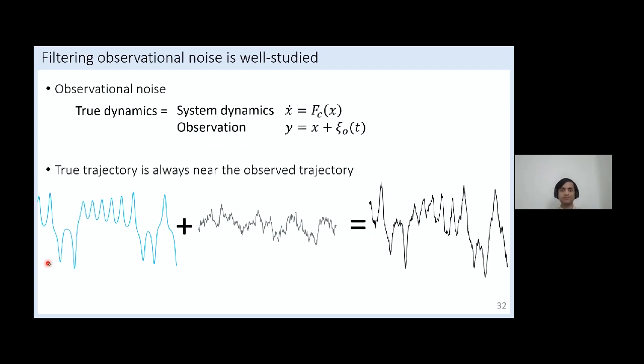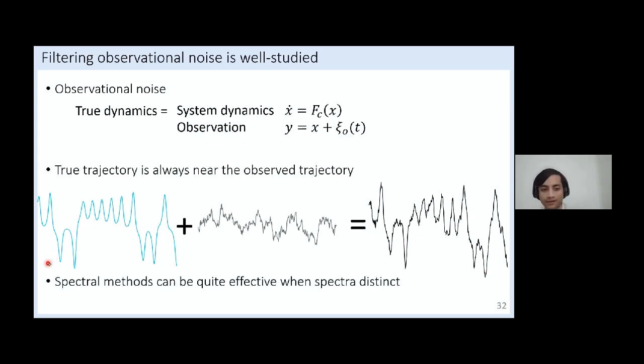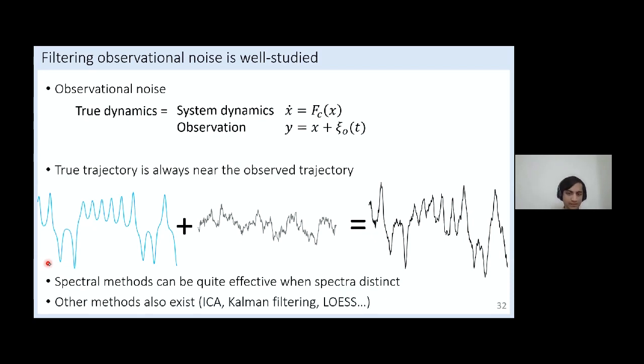And this is what makes observational noise a relatively simpler problem. There are all sorts of methods. For example, you can just use simple spectral methods and filtering if the spectra of the noise and the clean system are quite distinct. But even otherwise, there's independent component analysis, there's Kalman filtering, you can do some locally weighted smoothing. All sorts of other things can be done to filter out observational noise. So that's a relatively well understood problem.